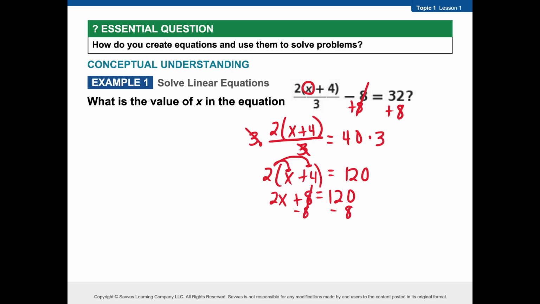Subtract 8 to both sides. 2x equals 112. Divide by 2, and x equals 56. And you can always go back, plug in 56 into your original equation, and see if it gives you 32.